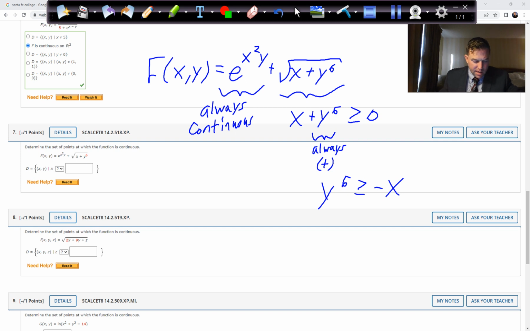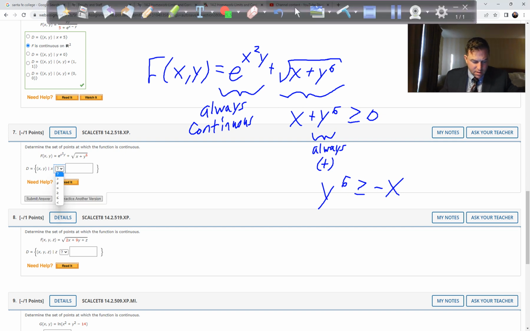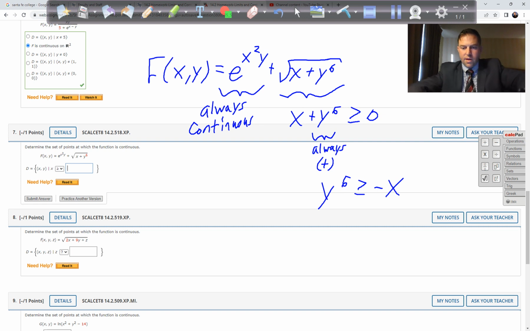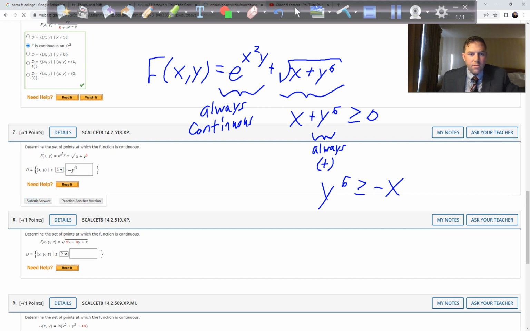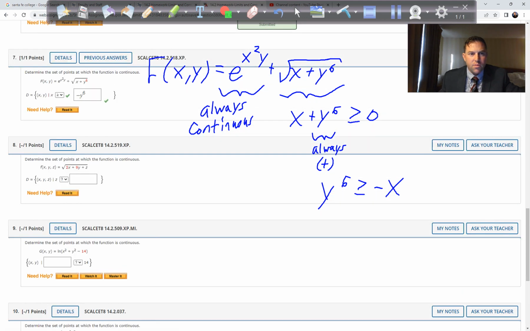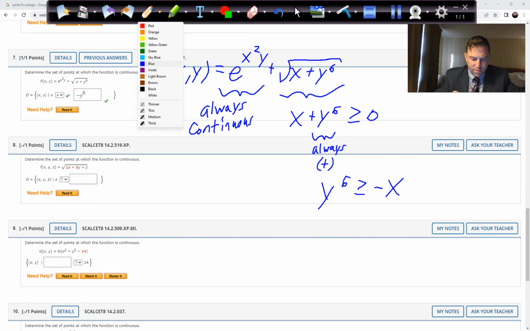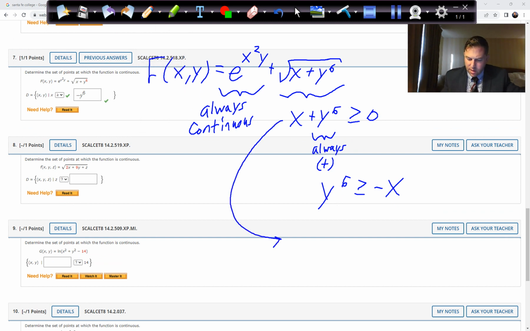if negative x is somehow bigger than y to the 6th. So the way we would say that is x has to be, so let's see how they want us to do it, larger than or equal to negative y to the 6th. I believe that's what they're looking for there. Yep, so they actually went the other way than I did. So instead of moving the x over, they moved the y to the 6th over. So they said x bigger than or equal to negative y to the 6th. When it moves across, this inequality becomes negative.